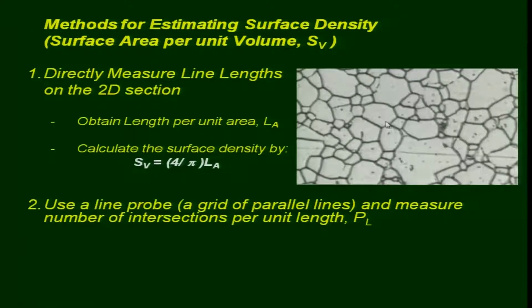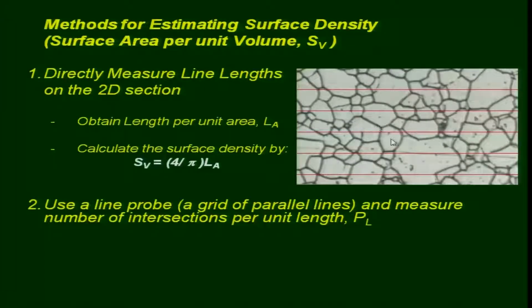Put a line probe on this microstructure, a line probe as a grid of parallel lines, and measure the number of intersections of those lines with the grain boundaries. So, for example, this is the grid of lines I have put. I can count this as an intersection with the boundary, this as an intersection with the boundary, this as an intersection with the boundary, this as an intersection with the boundary, and keep counting for all of these lines. So, I will get some number n.